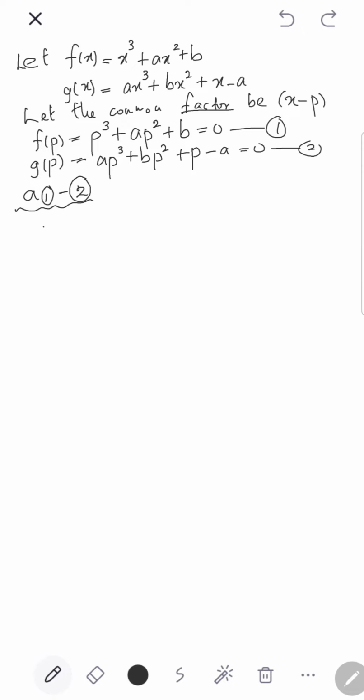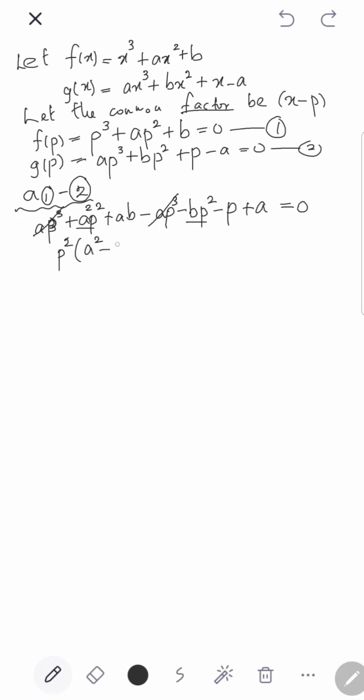So when we multiply the first equation by a, we get a p cube plus a square p square plus ab, minus the second equation, a p cube plus b p square plus p minus a. Minus into minus a becomes plus a. Now a p cube minus a p cube get cancelled. p square is common for these two terms, so we get a square minus b.